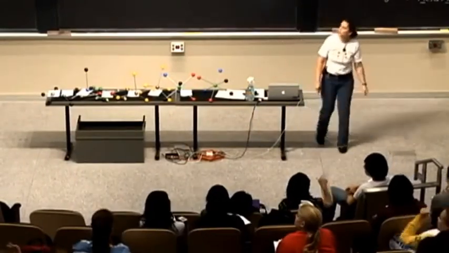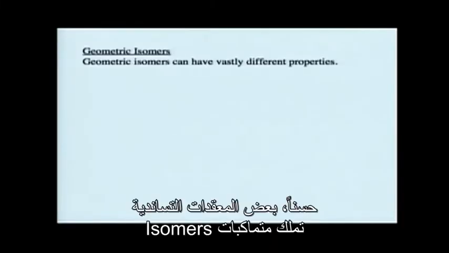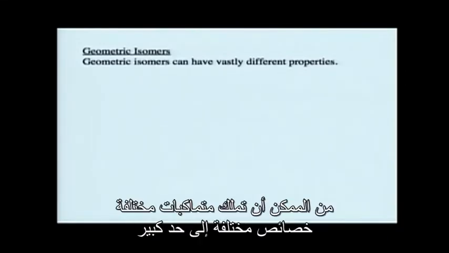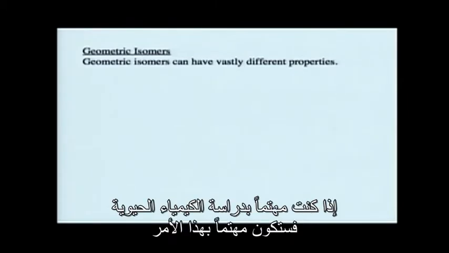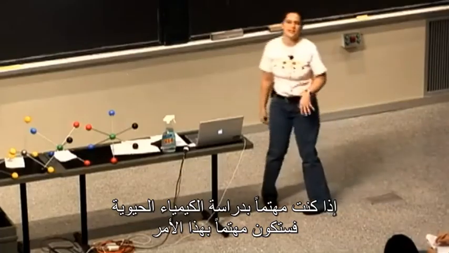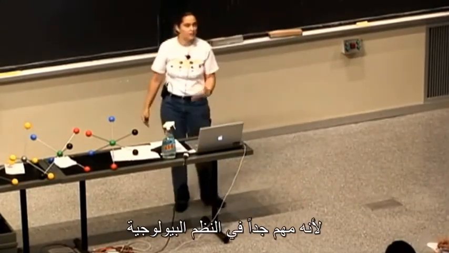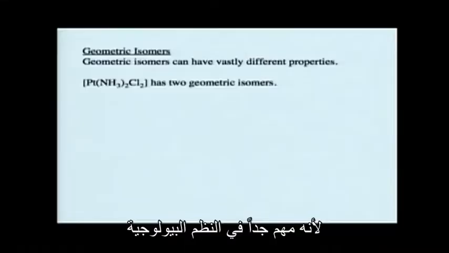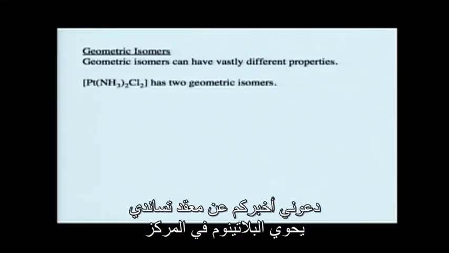All right, so coordination complexes, some of them can have isomers. They can have geometric isomers, and geometric isomers can have vastly different properties. And if you're interested in biochemistry, this is something that you'll be interested in because this can be very important in biological systems. So let me tell you about a coordination complex that has platinum at the center.